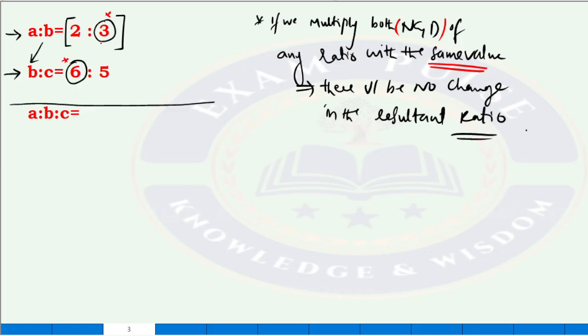Understood? The 3 and 6 in the middle, we can either make 3 into 6 or 6 into 3. So which one is easy? If you multiply this entire ratio with 2, then this 3 will become 6. Now, what is A is to B is to C? 2 into 2, 4. Now, 2 into 3 means 6, 6. It will be same value. Write it as 6. Now, only 5 is left out. Therefore, the answer is 4 is to 6 is to 5.